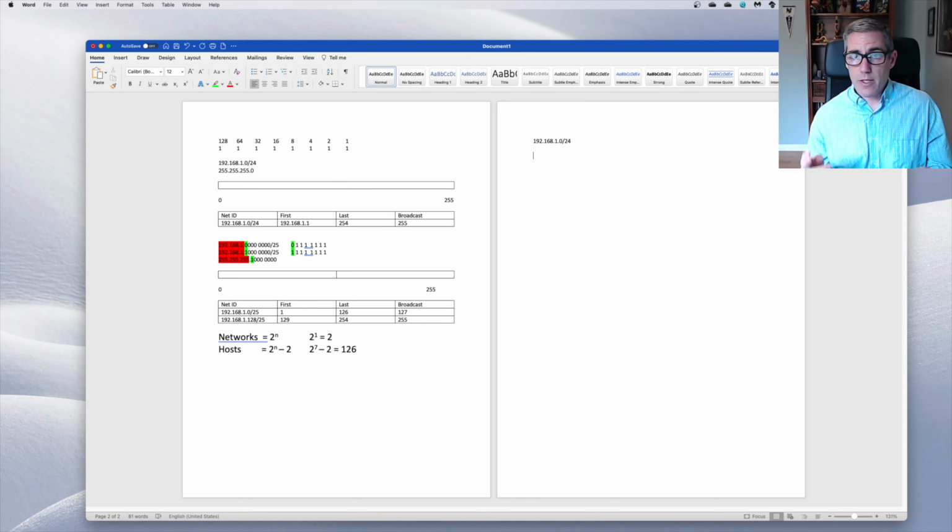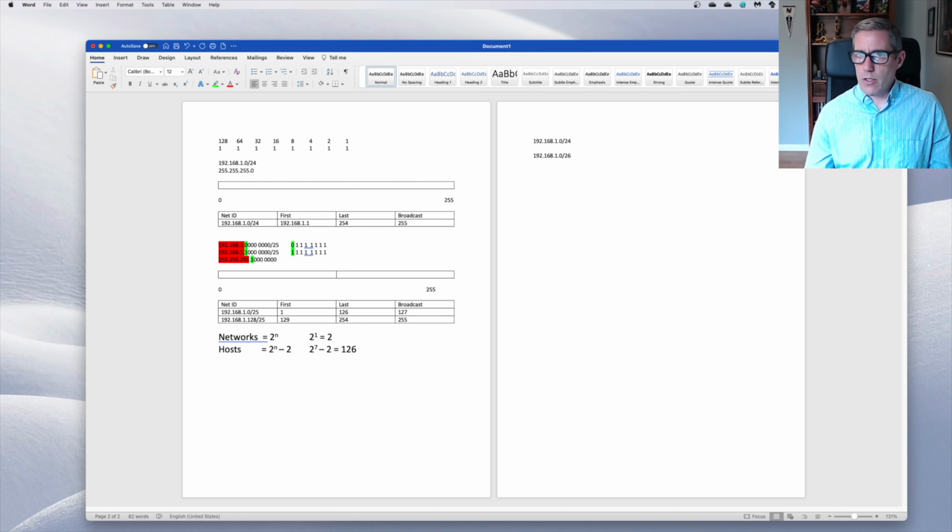So the first step is, how many bits do we need? If we go back to this equation, if we have 1 network bit, that's 2. If we multiply 2 times 2, that gets us 4. That's what we're looking for. And that took 2 network bits. And so we're going to say we're at 192.168.1.0/26.